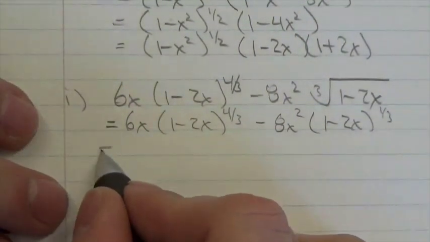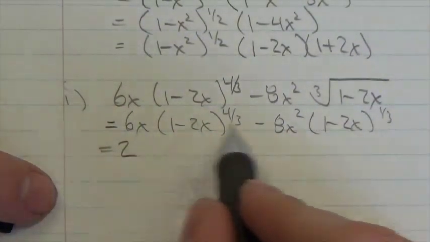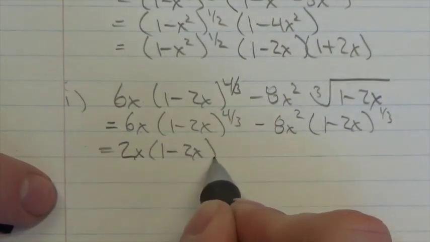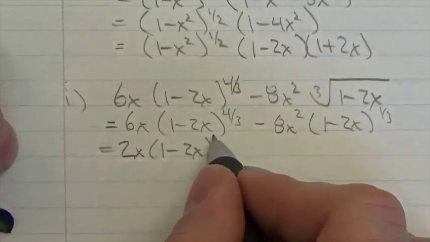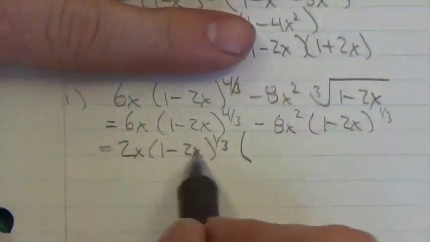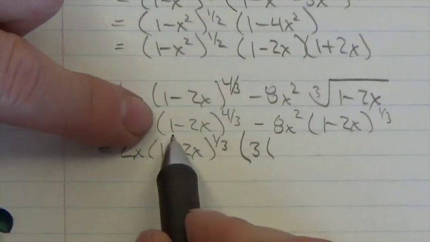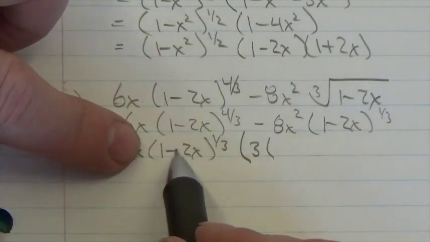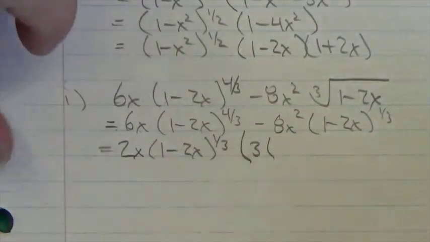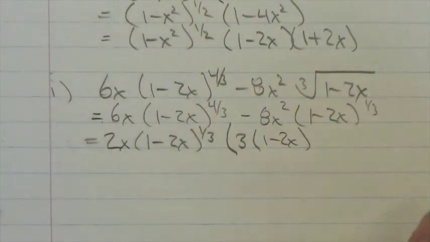Now, I've got a little bit that's common here. Between the 6 and the 8, the coefficients, there's a common factor of 2. I've got an x and an x squared. That's a common factor of x to the 1. And then for 1 minus 2x, between 4/3 and 1/3, the smallest is going to be 1/3. Now, multiplied by what? When I divide this out, what's left over? So 6x divided by 2x is just going to be 3. 1 minus 2x to the 4/3 divided by 1 minus 2x to the 1/3: just subtract the exponents. 4/3 minus 1/3 is 3/3, which is just to the 1. So this will be 1 minus 2x to the 1.